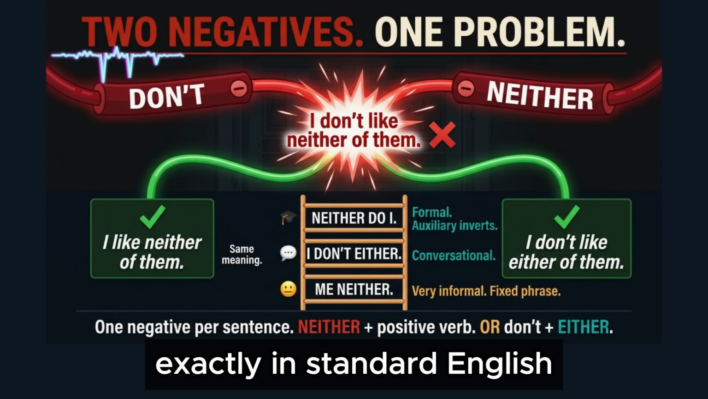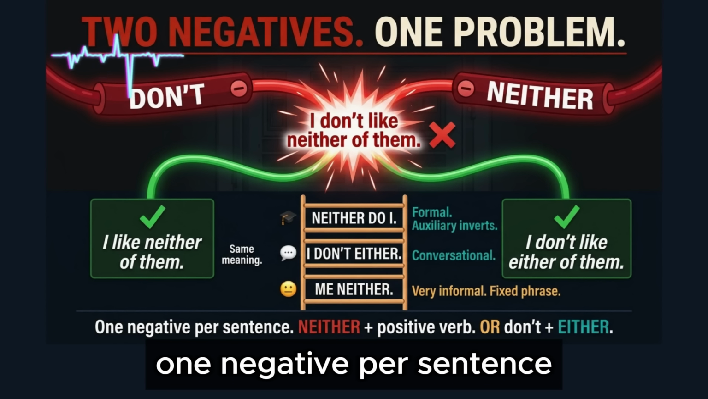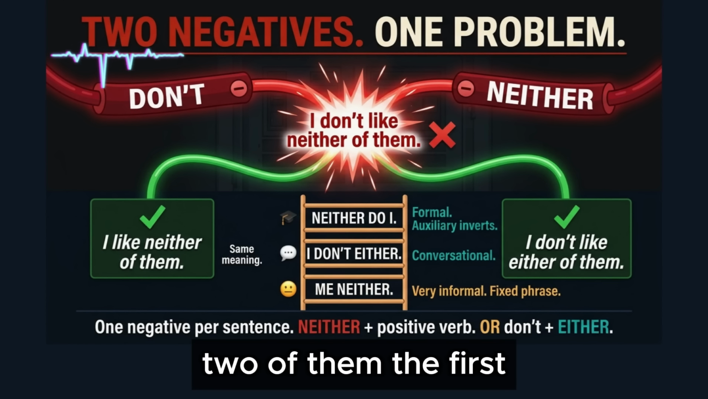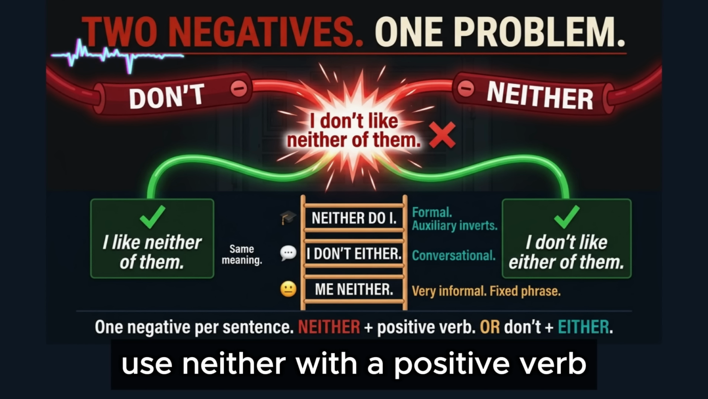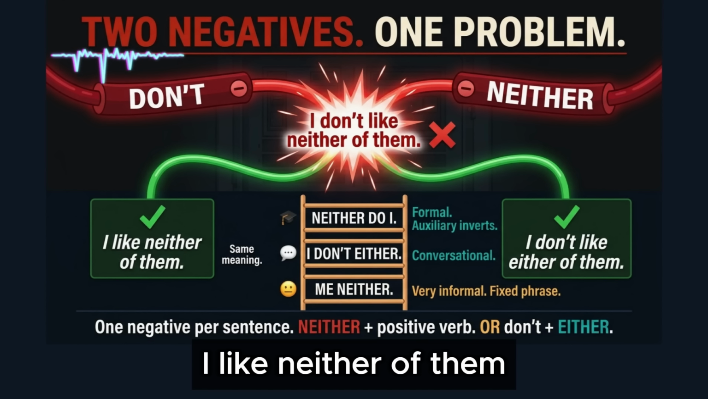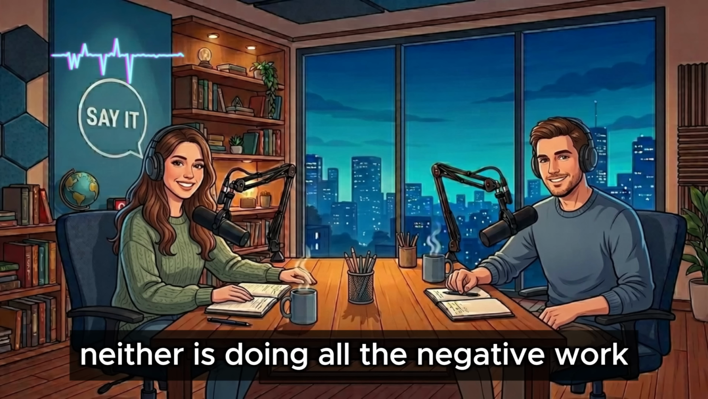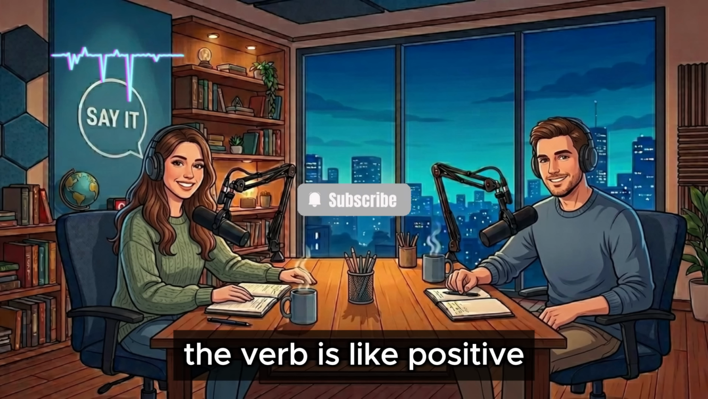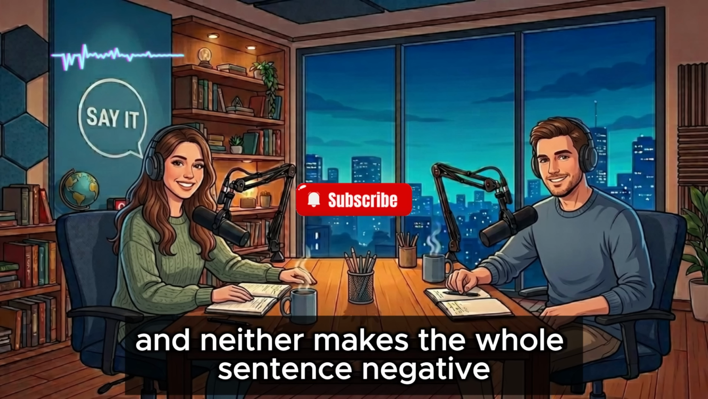In standard English, one negative per sentence, never two. So what are the correct options? Two of them. The first, use neither with a positive verb. I like neither of them. Neither is doing all the negative work. The verb stays positive. I like neither of them. The verb is positive, and neither makes the whole sentence negative.